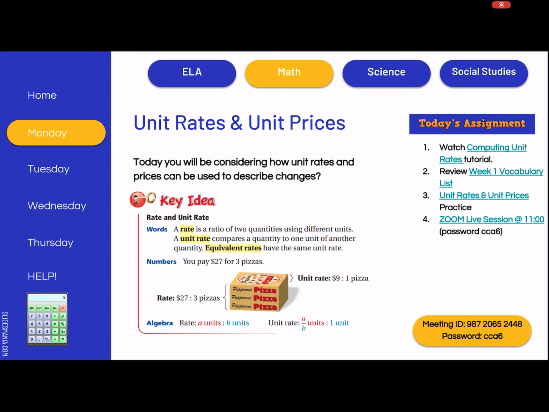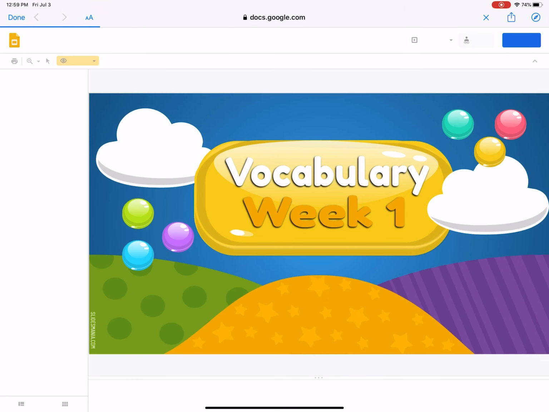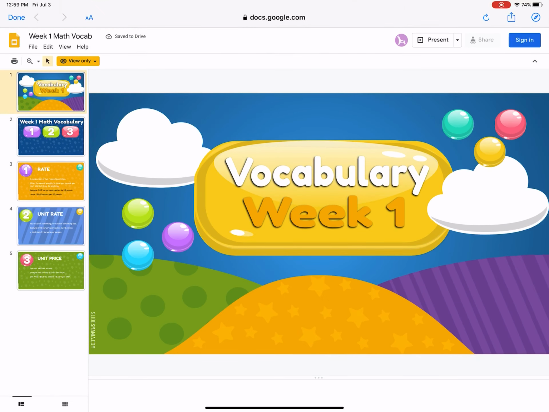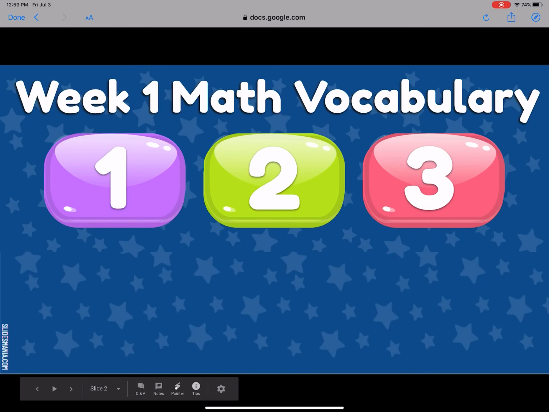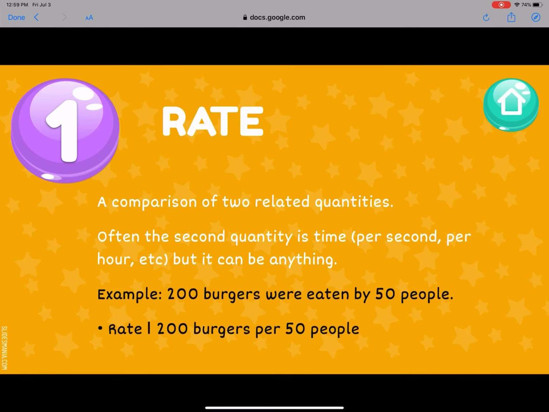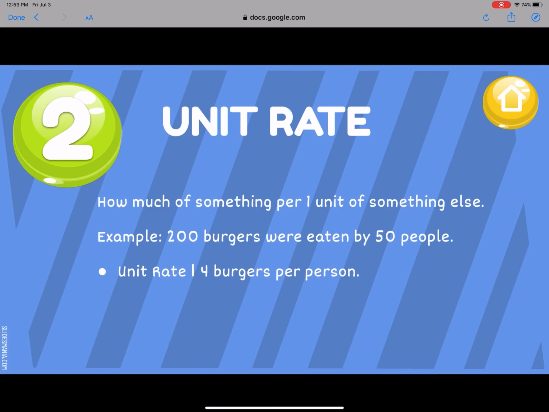So if you look to the right of the screen, you see the second thing says review week one vocabulary list. I'm going to open that. And whenever you have something for me, make sure that you always go ahead and present the screen so that you can see it in its entirety. So we had three words this week. The first word was rate. We're not going to concentrate on that right now, but we will concentrate on the next two. All right. The first one was unit rate.